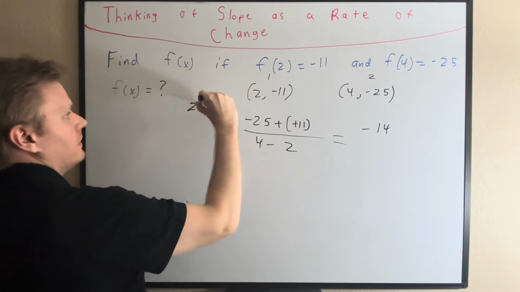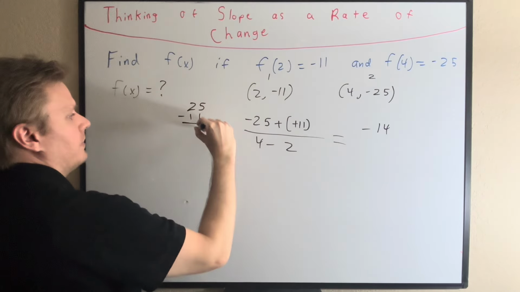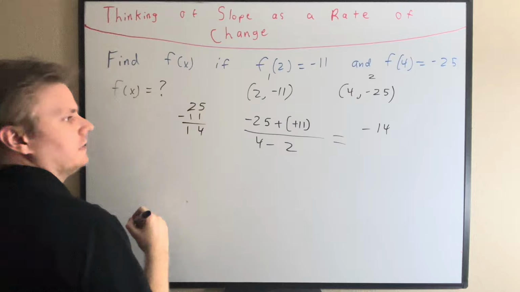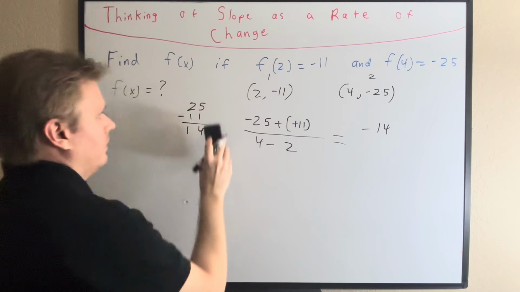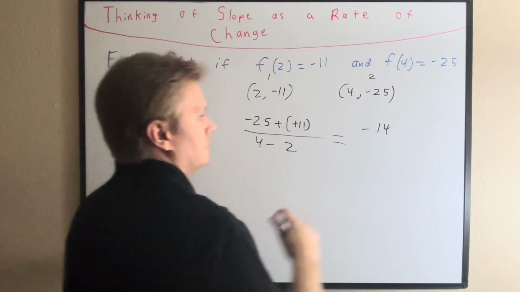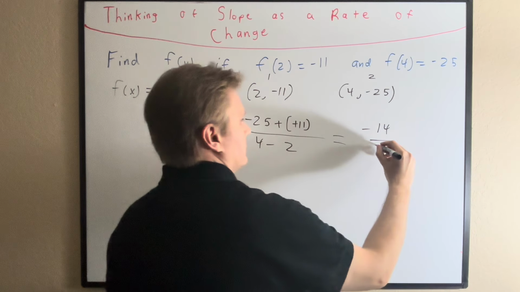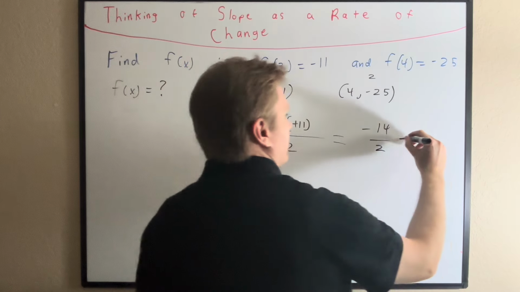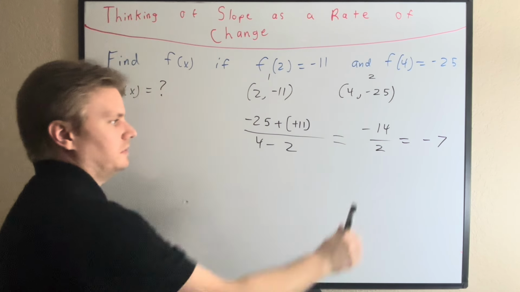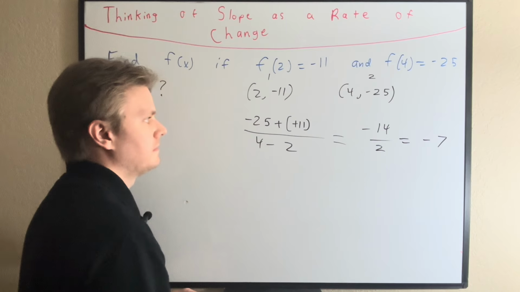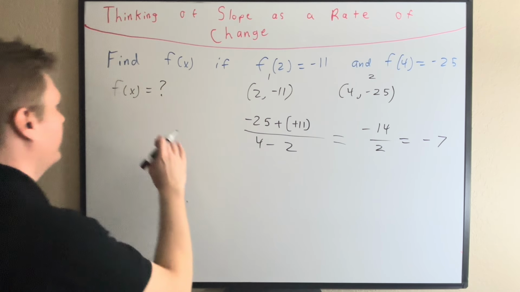Let me just check my math there. Yeah, that's fine. Negative 14. All right, that's 4 minus 2. I should be able to do that one. 2, okay. So that reduces down to negative 7, right? It's 14 divided by 2, 7. Okay, so we have the slope, but they want f of x.